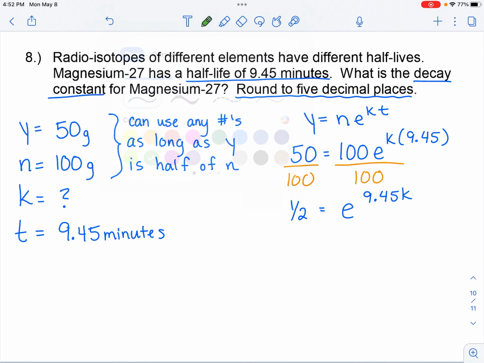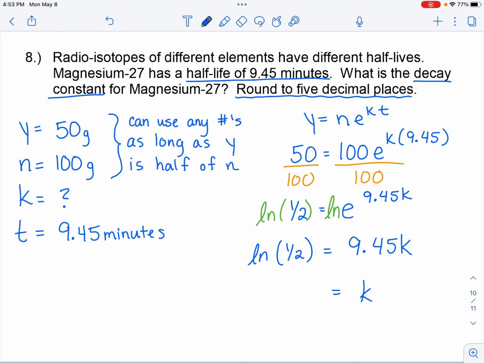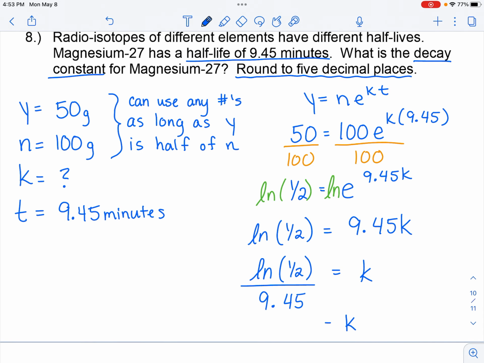All right. And now because it's an e problem, I'm going to take the natural log of both sides to cancel off the e. And that's going to leave me with the natural log of 1/2 is equal to 9.45k. So k would have to equal the natural log of 1/2 divided by 9.45. So that's going to give me k is equal to the natural log of 1/2 divided by 9.45. And it's set to go to 5 decimal places, so negative 0.0733, and then I've got a 4, 8 becomes a 5.